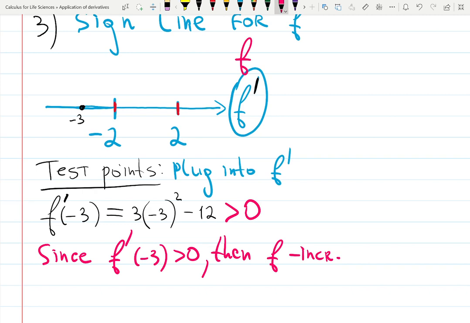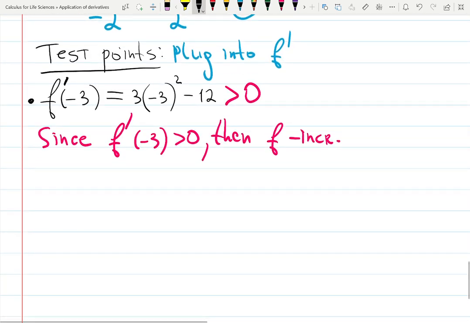The f is increasing from the left up until minus 2. Why? Because in blue color, the first derivative is positive here. So red color is the original function. The sign line belongs to the derivative. The test point belongs to the derivative. We plug the test point into the derivative, but the conclusion we need is about the original function. It's going up. The hike is going up. That was the first test point.